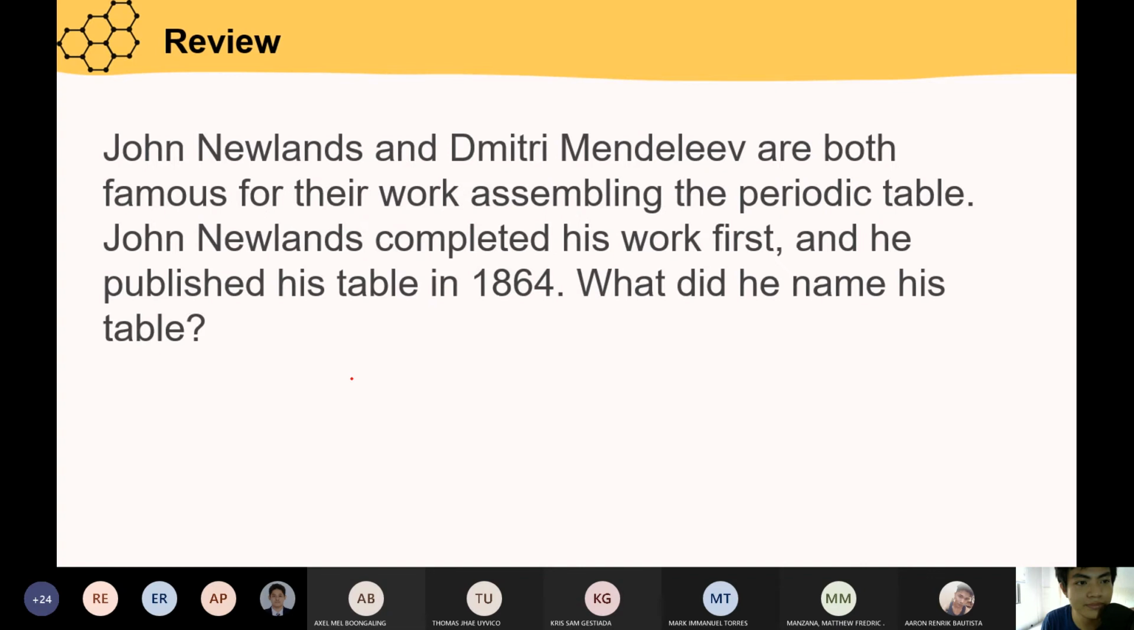Okay? So, ito, review tayo. John Newlands and Dmitry Mendeleev are both famous for their work assembling the periodic table. John Newlands completed his first work.